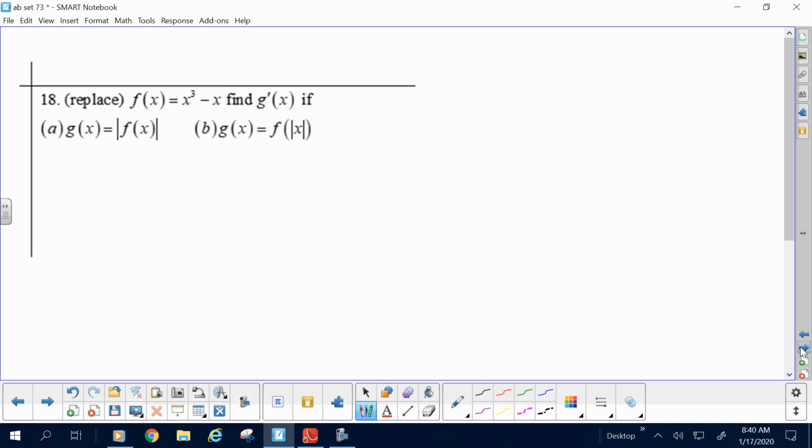So, x cubed minus x, I'm going to dump B. Do you agree that this is x times x squared minus 1? So it has roots at plus 1, minus 1, and 0.